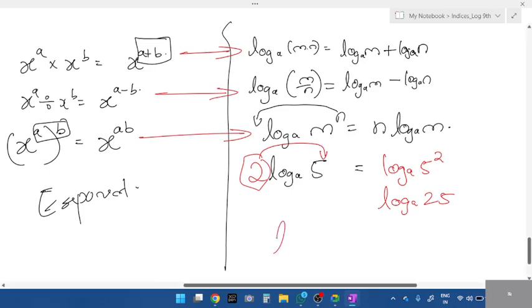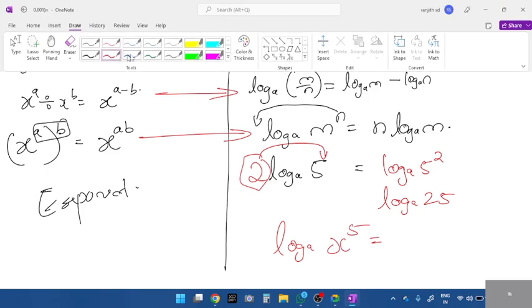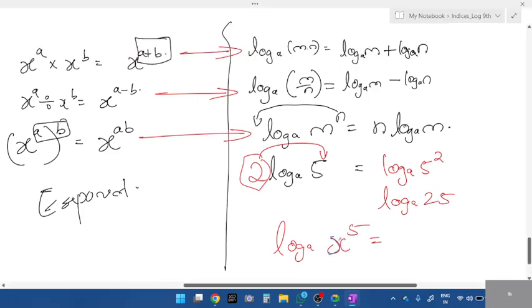Okay, if you have a question like this, log a x to the power of 5. Now what's the answer? There shouldn't be any power, students. Remember, there shouldn't be any power. Correct. 5 log a x. Remember, there shouldn't be any power for log. Whenever log is given, there shouldn't be any power. If it is x to the power of 5, write 5.